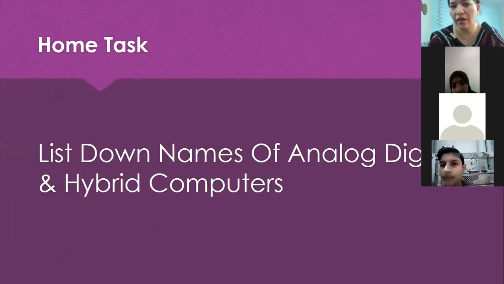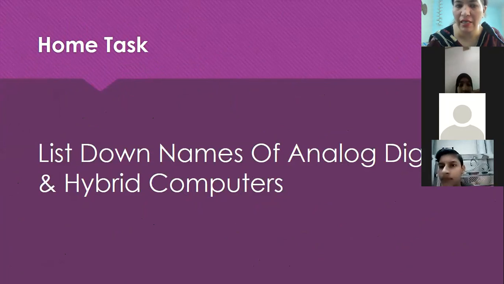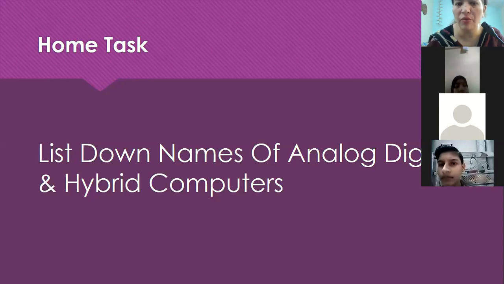I'm giving you here a home task. In the home task, you are supposed to list down names of analog, digital, and hybrid computers. You will write and list the names of analog computers, list the names of digital computers, and list the names of hybrid computers. Search on the internet, and it should be minimum 10. You should have at least 10 names. And you are supposed to write down each and everything in an MS Word document and send it to me on my email address. I hope it's clear.